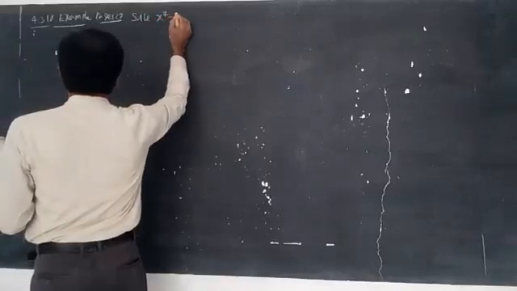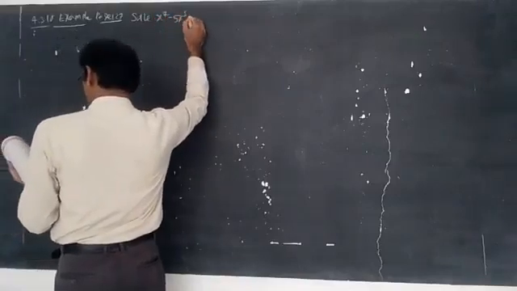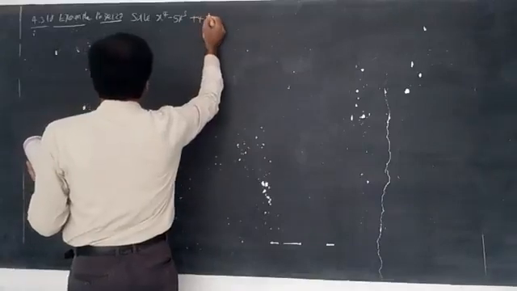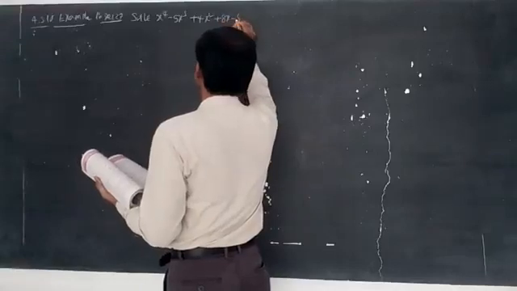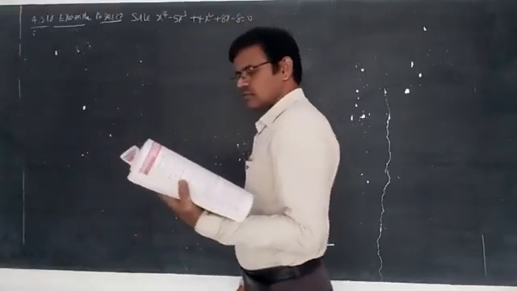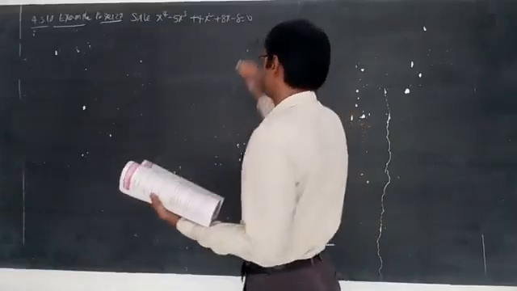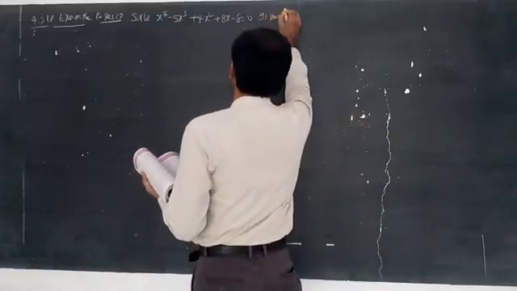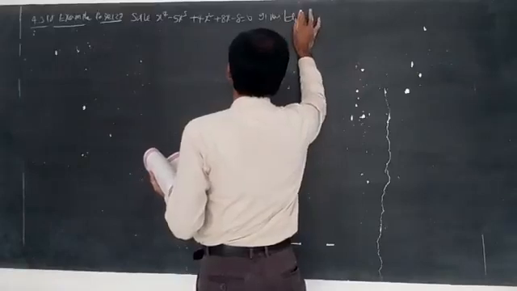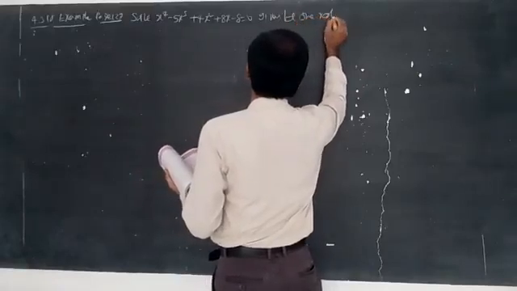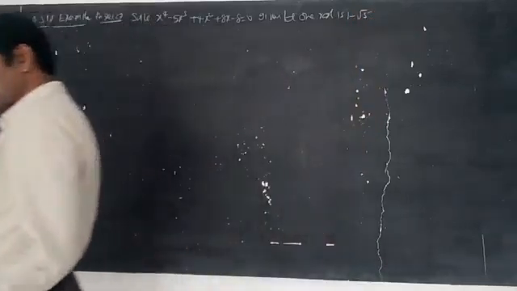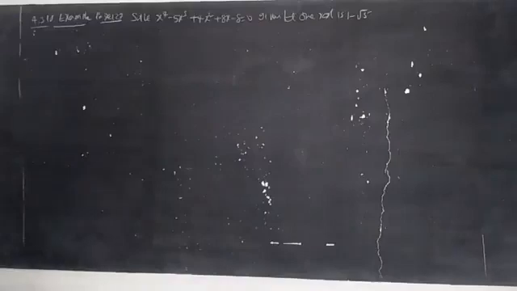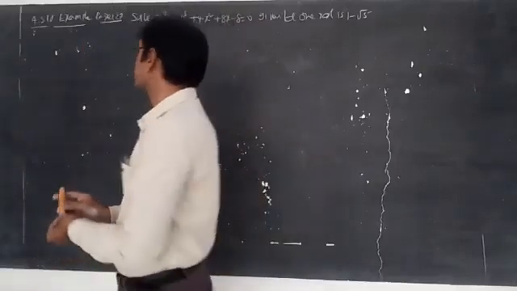x power 4 minus 5x cube plus 4x square plus 8x minus 8 equal to 0. Given that one root is 1 minus root 5. This is a bi-quadratic equation. I think in the previous example I said the conjugate complex root. Now we are going to discuss conjugate surd as a root.